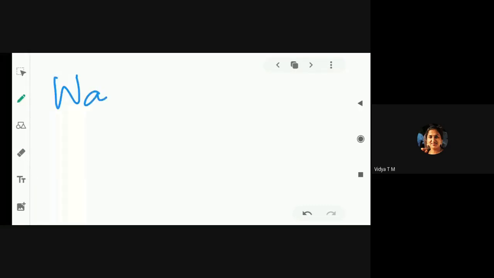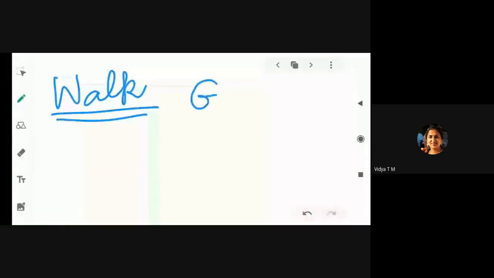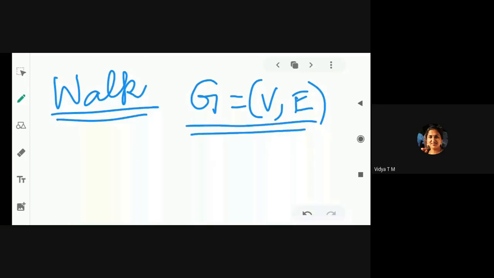Walk in a graph means you must be given a graph G. For the time being, let me take it as a simple graph. Instance relation is not that important in a simple graph because there is no loop and there are no parallel edges. So simply we'll be writing it as a simple graph like this. A walk is nothing but an alternating sequence of vertices and edges. So you should start with a vertex.